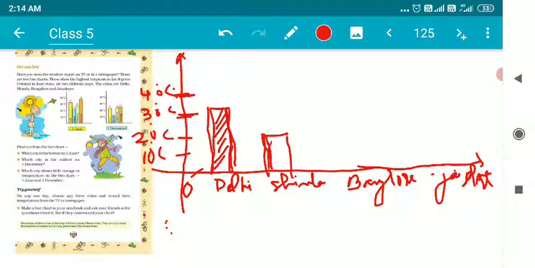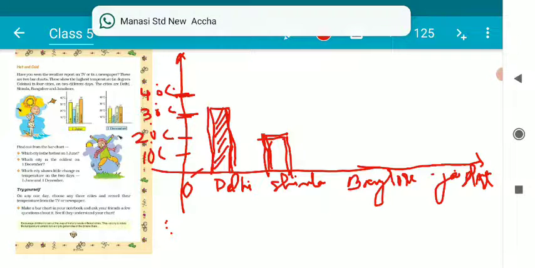We just have to count the bars, the places out there. So accordingly we can count and we can write.